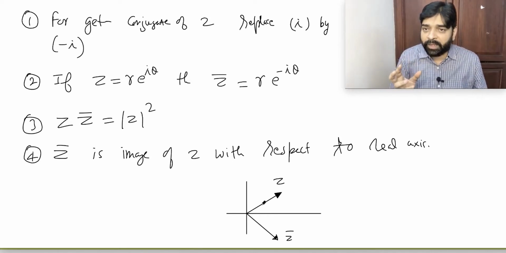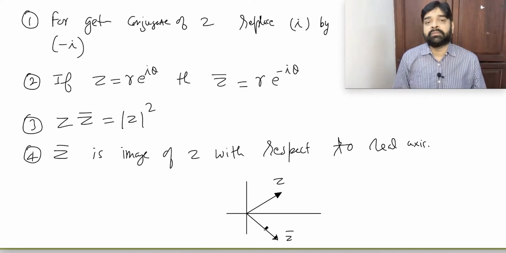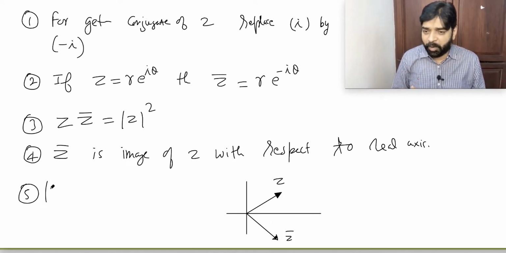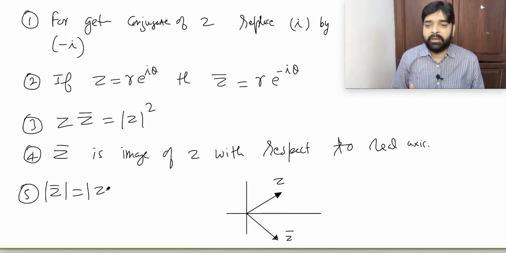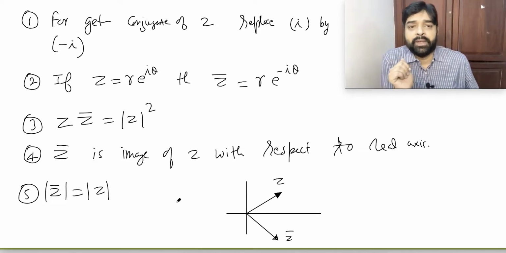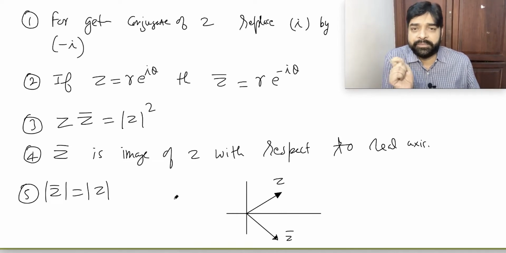So what is the length of this mod z? What is the length of this mod z bar? Both will be the same. So that's why another property we can say: mod z bar is the same as mod z.